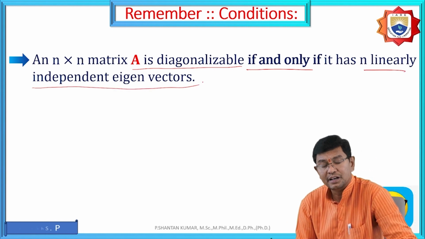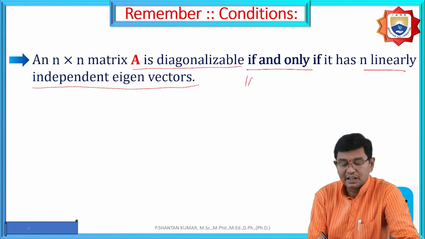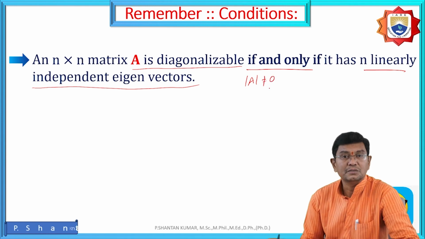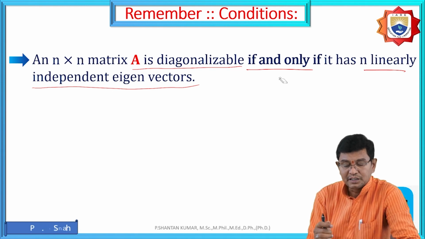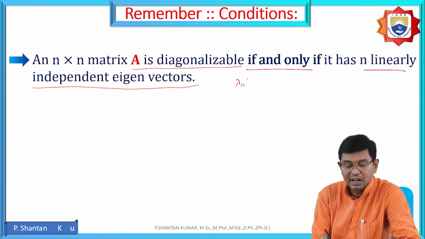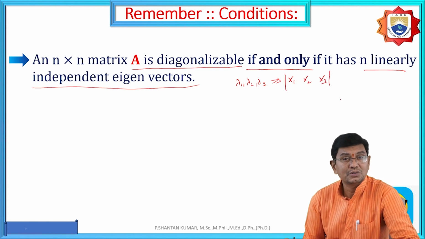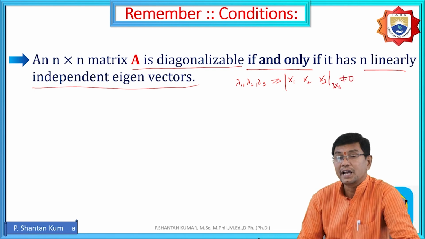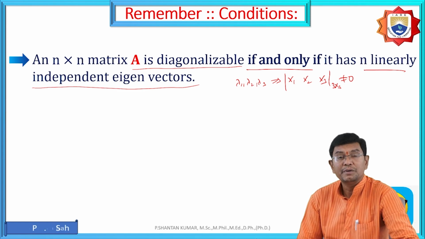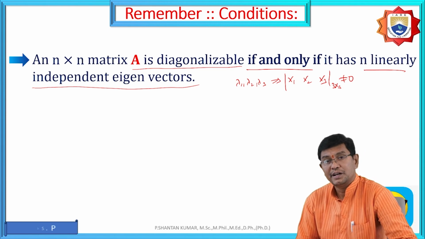What is the meaning of this? Linearly independent, as per the definition, means the determinant is not equal to 0. First of all, we need to find lambda 1, lambda 2, for example lambda 3, and based upon that find x1, x2 and x3. The determinant of this 3 by 3 matrix of x1, x2, x3 should not be equal to 0. Then only diagonalization exists. That is the meaning of a matrix being diagonalizable if and only if it has n linearly independent eigenvectors.